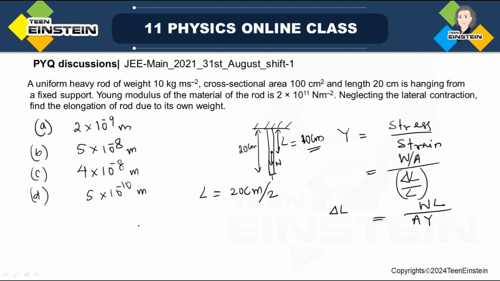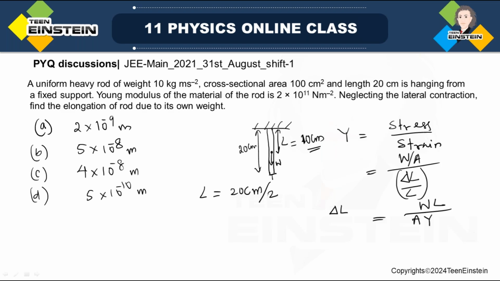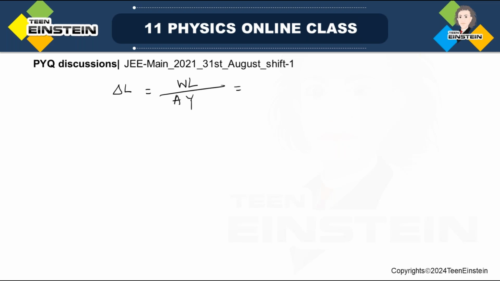Okay, so now we'll just put the values to get the answer. Let me write it here. Delta L is equal to W into L divided by A Y. So W, the weight, is given as 10 kg, so that is 10 only. L will be 10, but that is in centimeter, so I have to multiply 10 to the power minus 2 over here, divided by A.